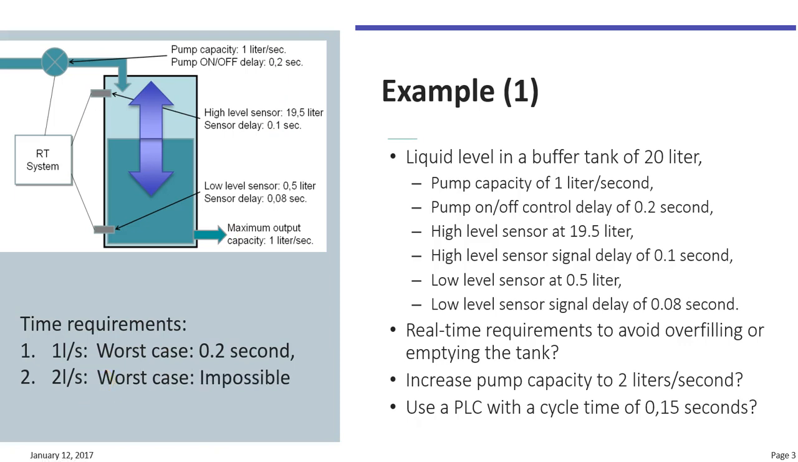Last one. What if you have a PLC with a cycle time of 150 milliseconds? Can you use that? Well, as you may remember, the maximum time of a PLC is 2 times the cycle time. So a PLC will use 300 milliseconds. So it's too long for this as well.